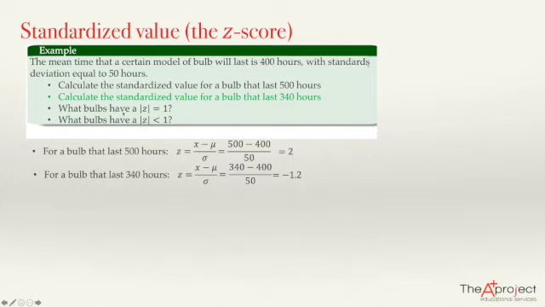What balls have an absolute value of z equal to 1? In other words, what ball has a duration that is one standard deviation from the mean? Remember that the mean is 400 hours, the mean time. So to answer this question: what balls have an absolute value of z equal to 1?